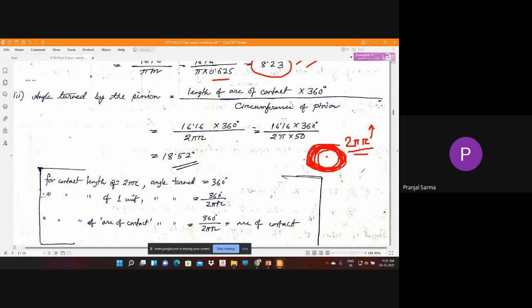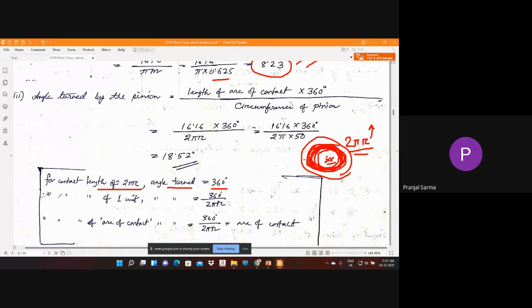Angle turned will be this whole 360 degree, that means one complete revolution. Yes or no? Yes, because we have got 360 degree angle subtended here at the center of the circle. So for a contact length of 2 pi r, the angle turned is 360 degree.